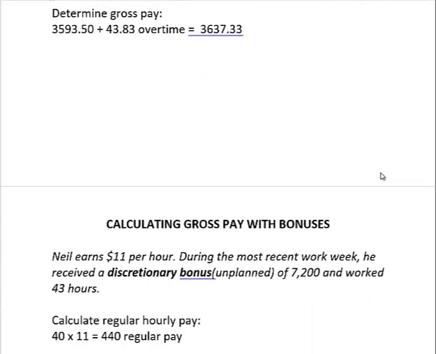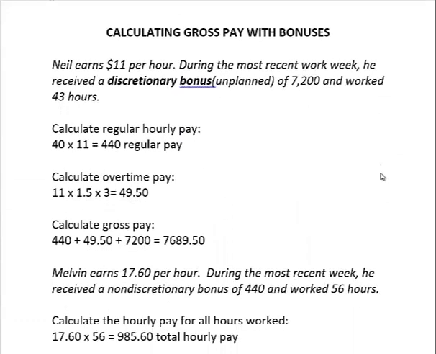Next, we're going to calculate gross pay with bonuses. Neil earns $11 per hour. During the most recent work week, he received a discretionary bonus of $7,200 and worked 43 hours. Now remember, discretionary bonuses are unplanned bonuses that are not dependent upon an employee reaching a specific goal, like a Christmas bonus. And with discretionary bonuses, we do not include that bonus when we calculate the overtime rate.